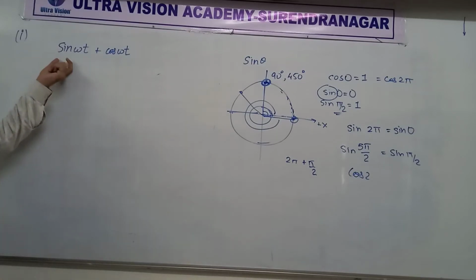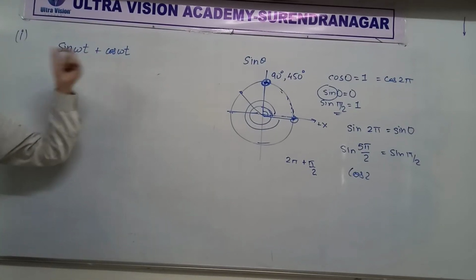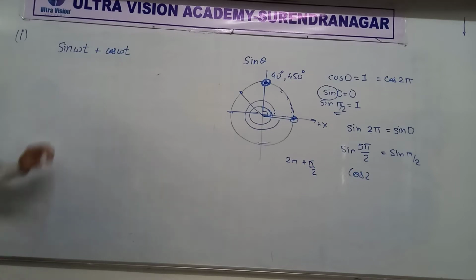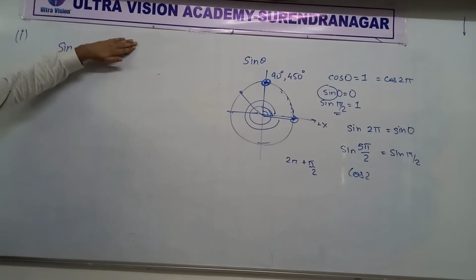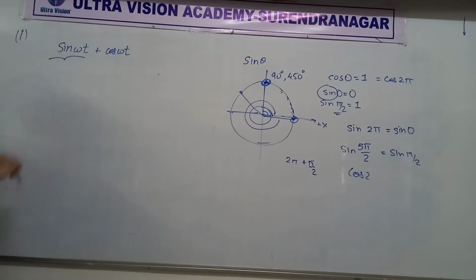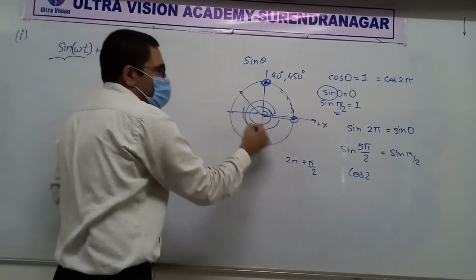So if you look at sine omega t plus cos omega t, if it was only sine omega t, then this term repeats itself when this angle changes by how much? From 0 to 2 pi.